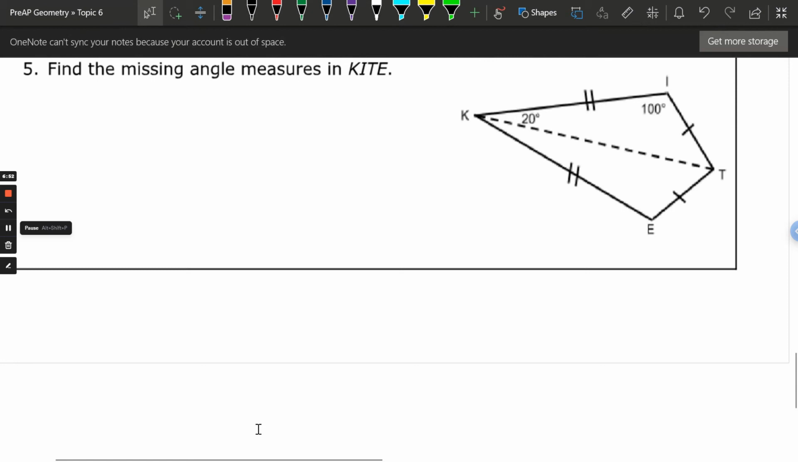Okay, find the missing angle measures in KITE. Very clever name for a kite. So we're going to figure out what those missing angles are.